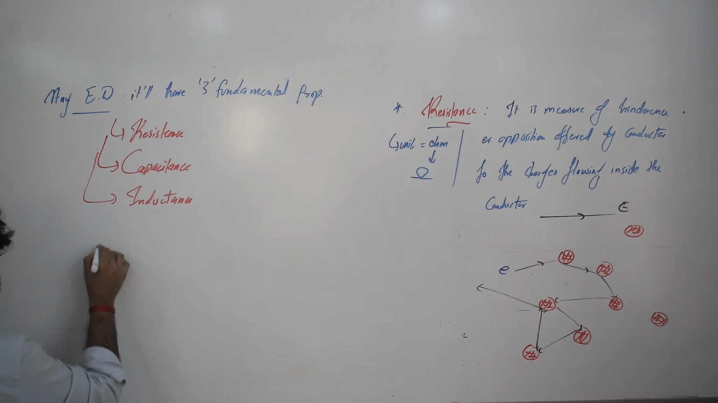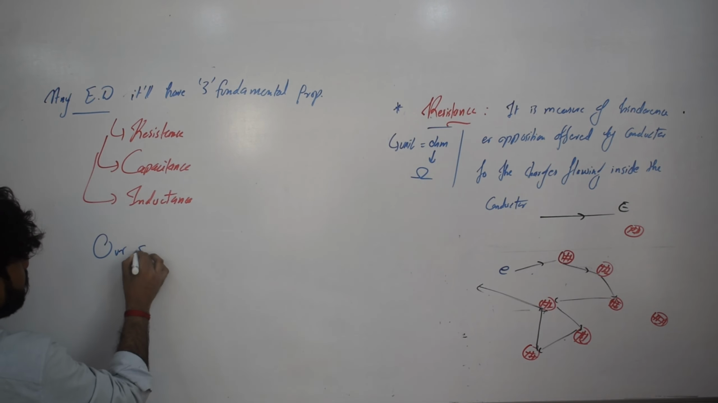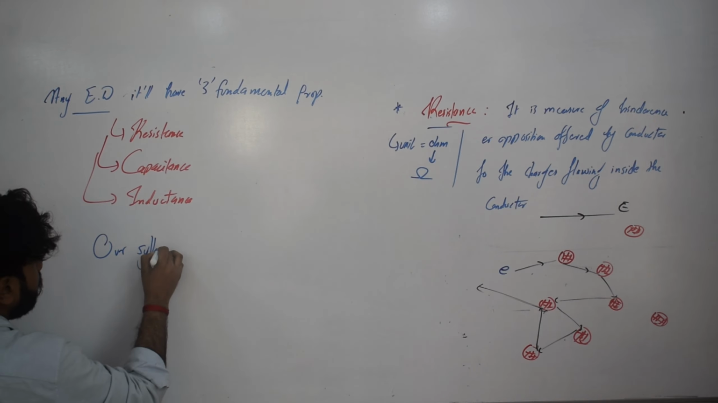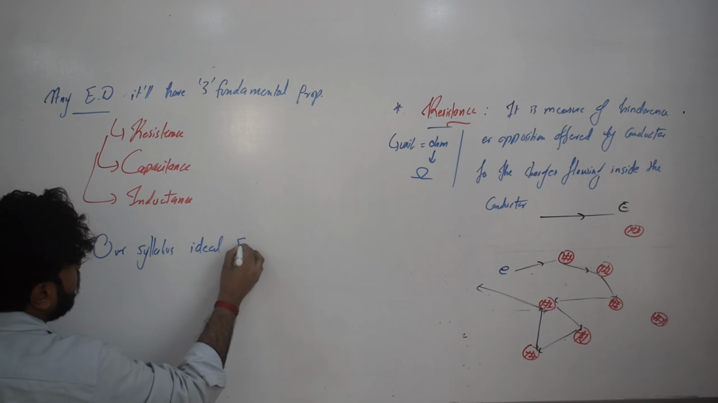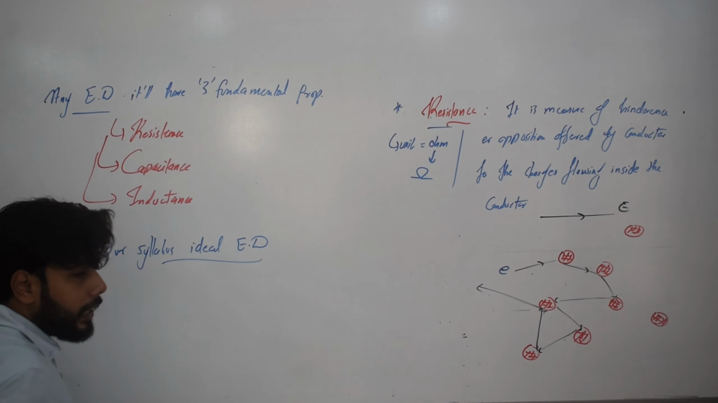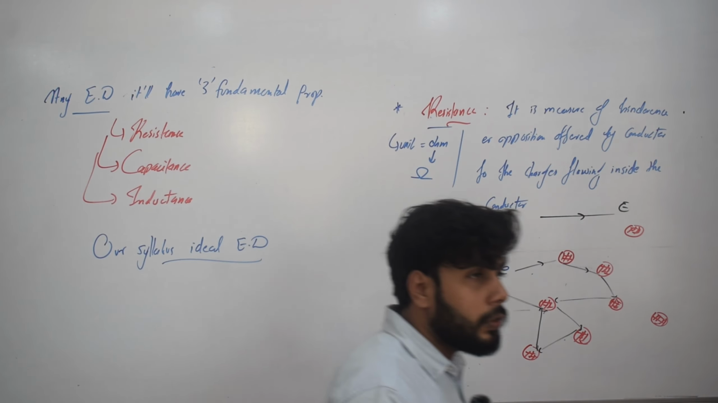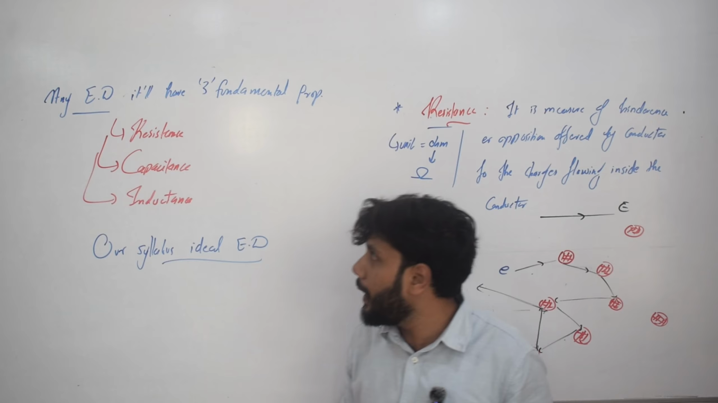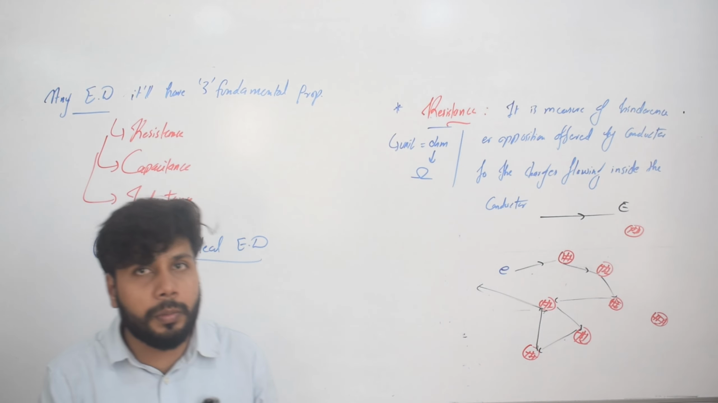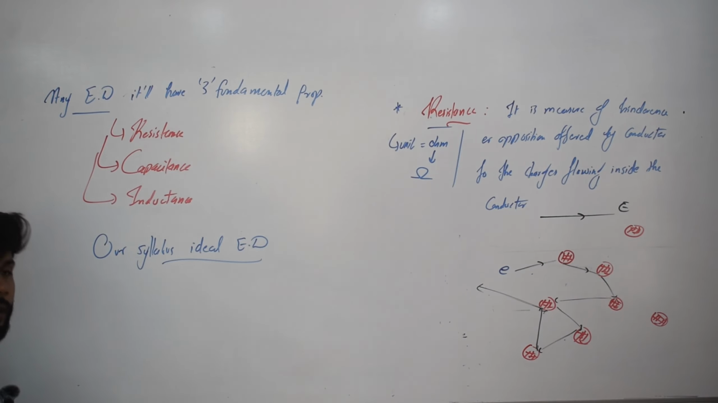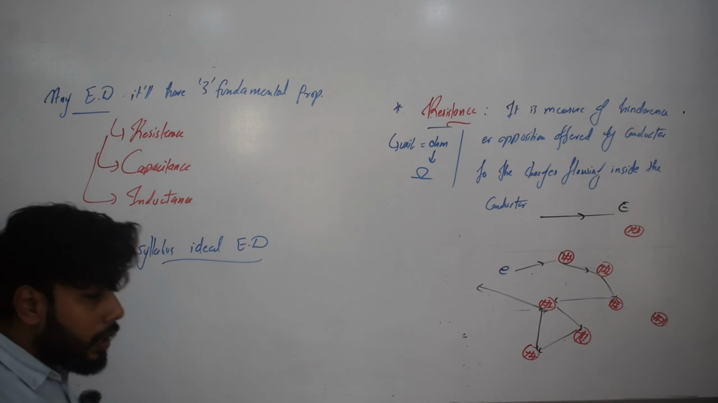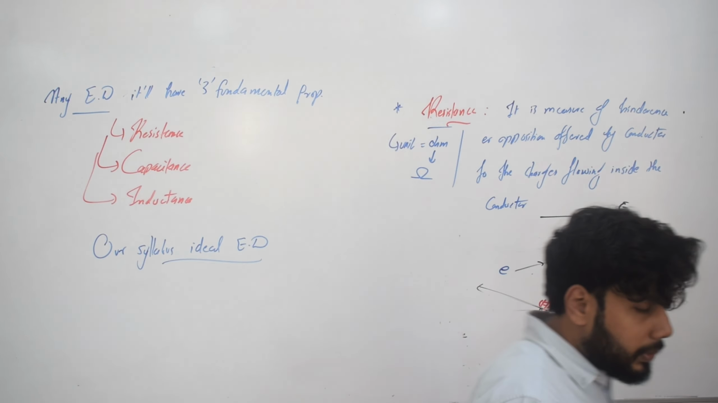But in our syllabus, we study something like ideal electrical devices. In ideal electrical devices, if it is an inductor, you will assume that it does not have any capacitance, it does not have any resistance. Similarly, if you study resistance, you will assume it does not have capacitance and inductance. But in reality, each device will have something.